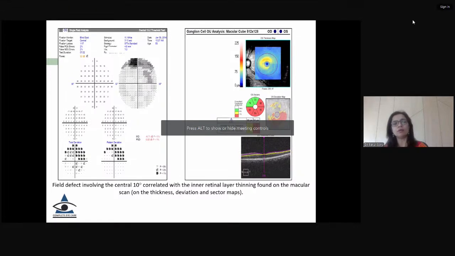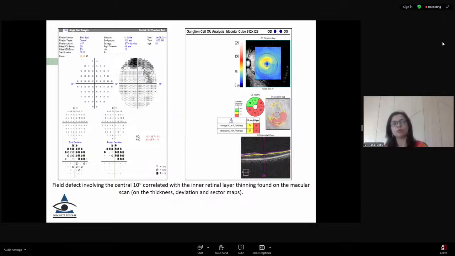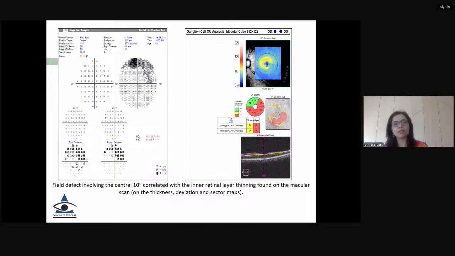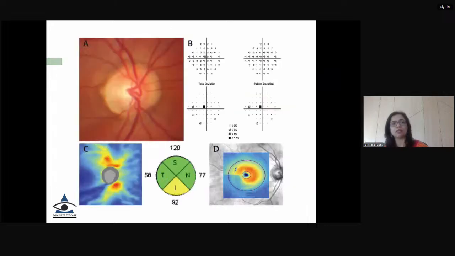So usually what is very important is that you correlate all your clinical information, what all you're getting from the clinical picture, the disc findings, the visual field findings, the nerve fiber layer, and many a times early changes of ganglion cell complex can help you pick up very early glaucomatous changes, and they can correlate well with the field defects also.